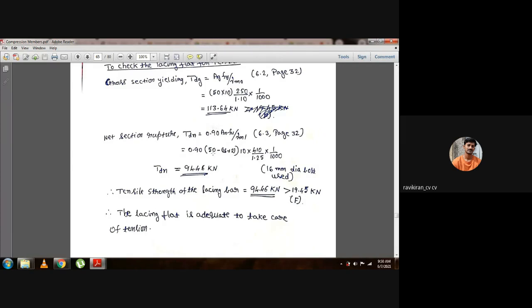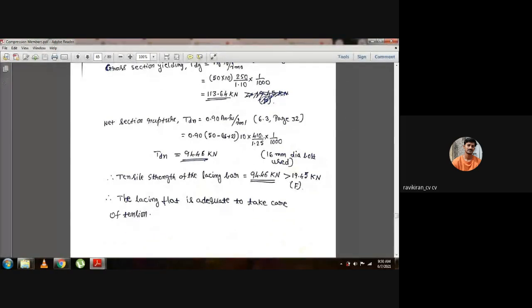Total width is 50 millimeter, the plate width. In that you are going to provide two bolts of 16 mm on either side, one bolt on the other corner and bottom corner. So if you deduct that hole, you are going to get the ultimate strength as 410. So the net section rupture TDN is 94.46 if you use 16 mm dia bolt. 16 plus 2, 2 is the clearance of the bolt hole.